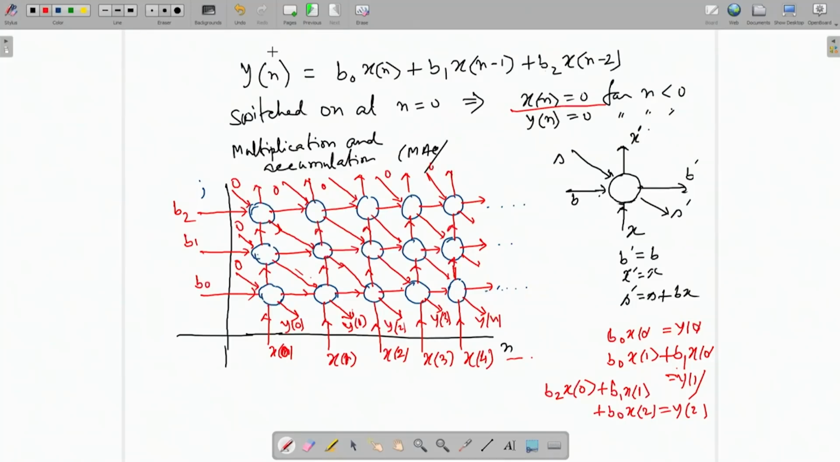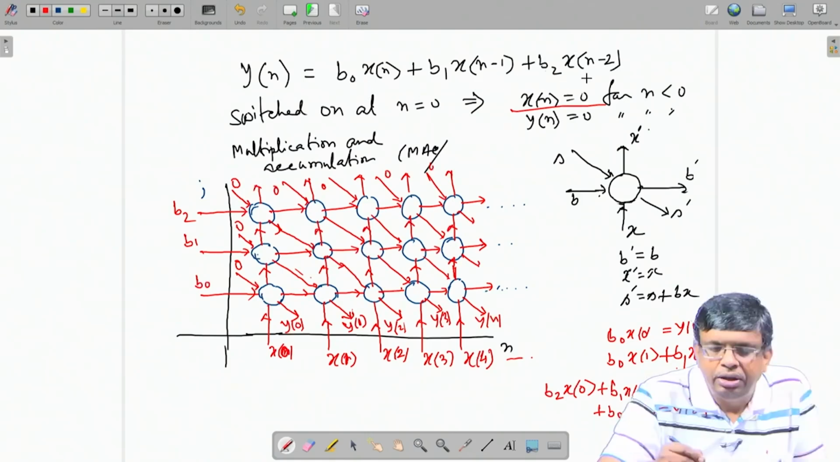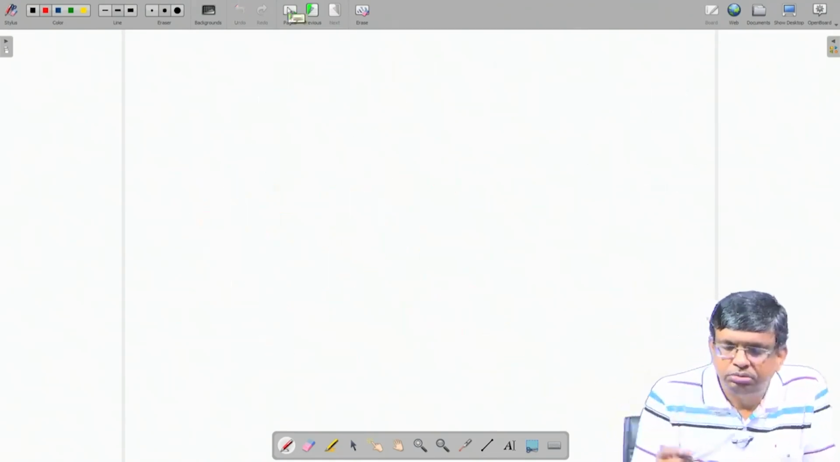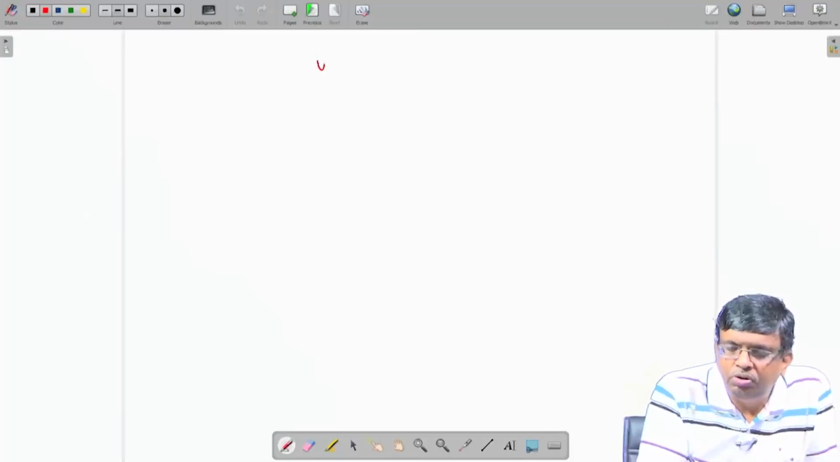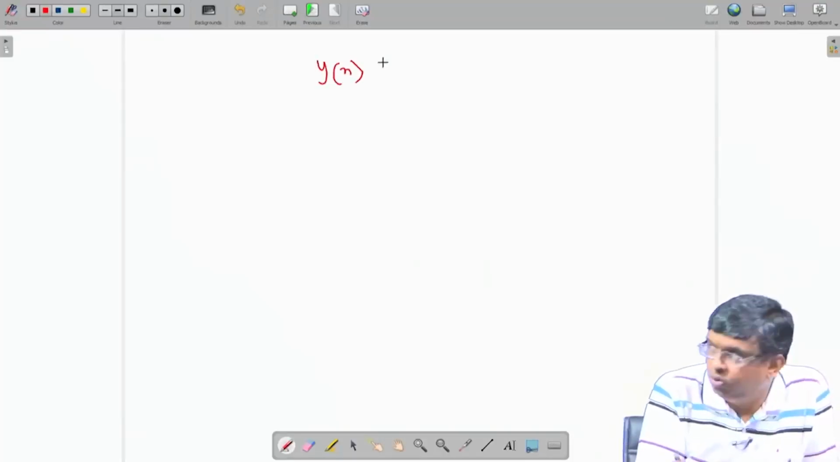Okay. What is the meaning of DG actually? I mean, I can come back to this page. Suppose I have to write a computer program to evaluate yn equal to b0 xn plus b1 xn minus 1 and so on. Write a program. Okay. What should be the program? That is why, for your sake, I am rewriting that equation.